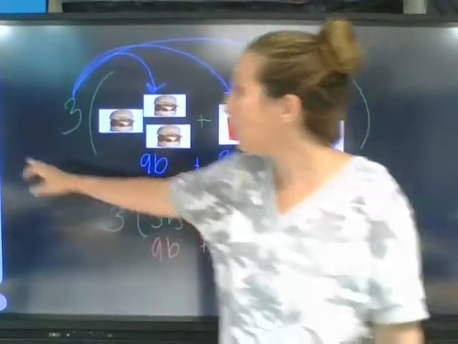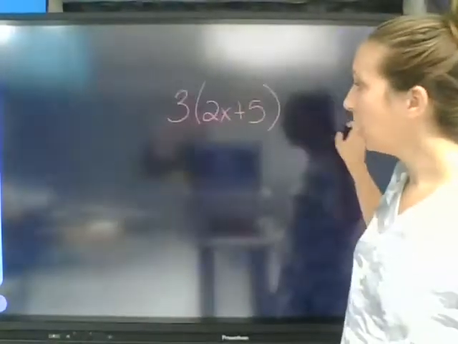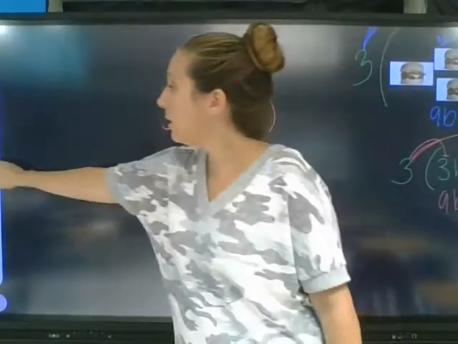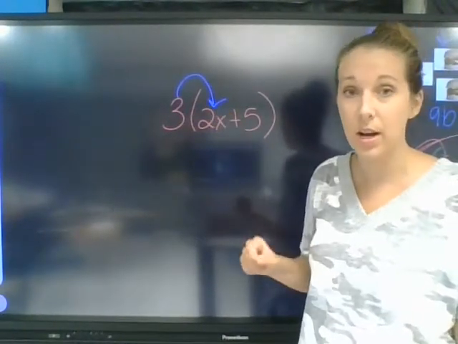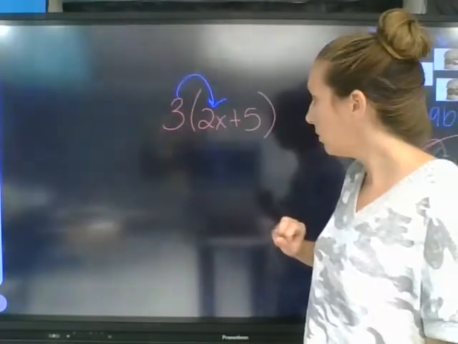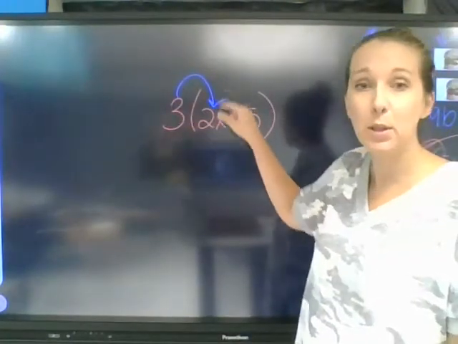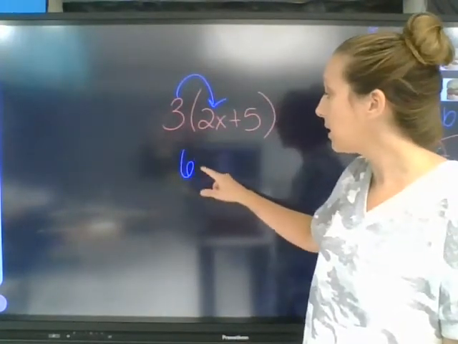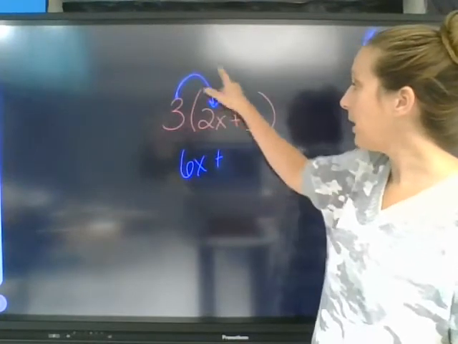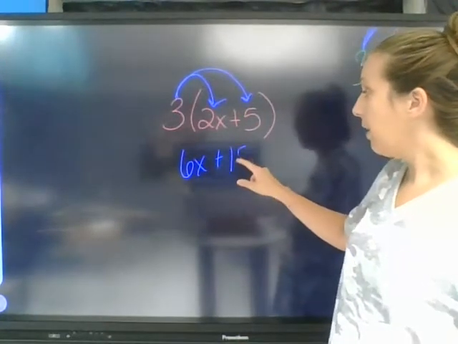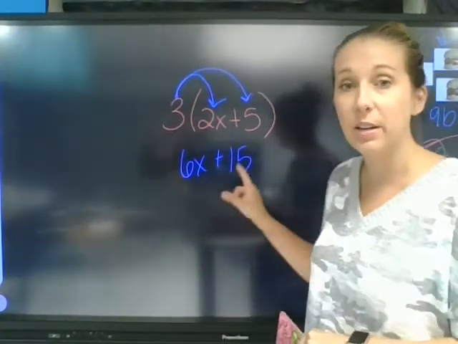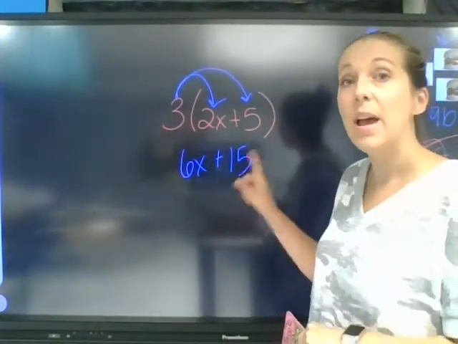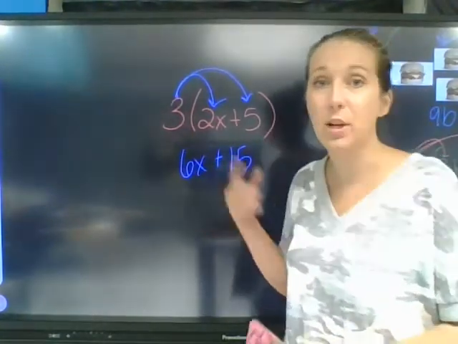All right, so let's look at one more. Here we're going to take our 3 and say times 2x. Okay, so 3 times 2 is going to give us 6x. 3 times 5 is going to give us 15. We cannot put these together because there is a variable on the first term and not on the second term. They mean something totally different.